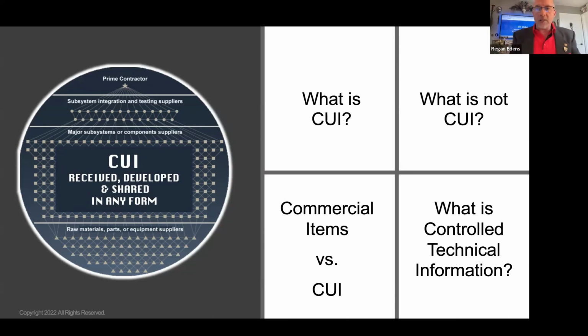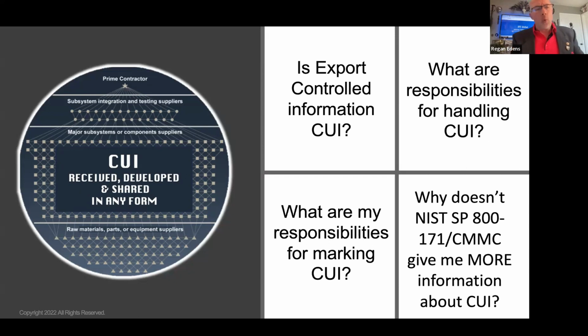We're going to talk about what CUI is and what it is not. We're going to talk about commercial items. We're going to talk about what is controlled technical information. We're going to talk about whether export controlled information is CUI. We're going to talk about what your responsibilities are for handling CUI, what your responsibilities are for marking CUI, and why doesn't the NIST standard 171, or the CMMC, give you more information about CUI? All right, these are all challenges that you face in the actual implementation of these requirements and the executing of your products and services every single day.